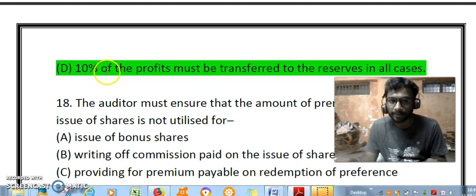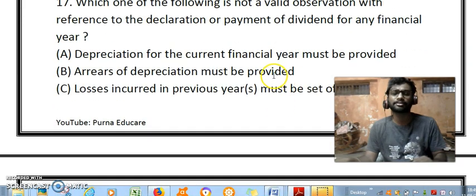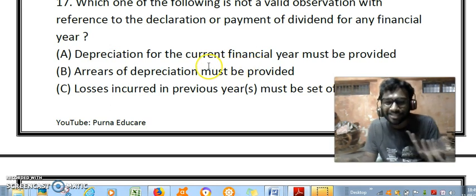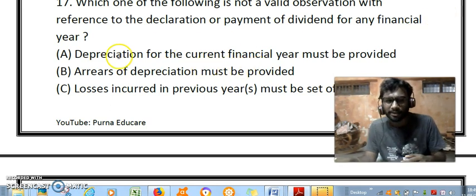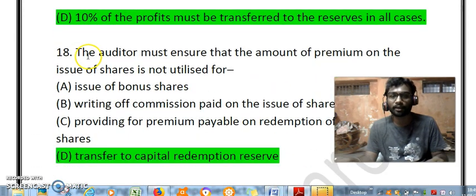So option D, 10% of the profits must be transferred to the reserves in all the cases. No, how can they transfer 10% of profits in all the cases? If the company goes into losses, how can we transfer 10% of the profits? So this is not the correct observation as far as my knowledge is concerned.